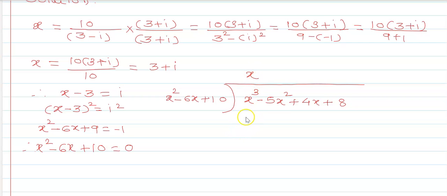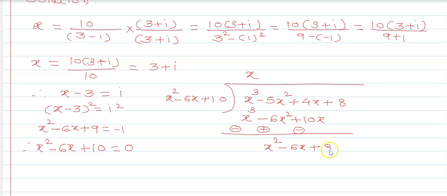To get x cube, by what do we have to multiply x square? By x. Therefore I am writing x, that x into x square you will get x cube, x into minus 6x you will get minus 6x square, x into 10, then you will get 10x. Okay, now change the sign, minus, this is the plus 1 and next is the minus 1. Plus x cube minus x cube get cancelled. Minus 5x square plus 6x square, you will get x square. Plus 4x minus 10x, you will get minus 6x plus 8.